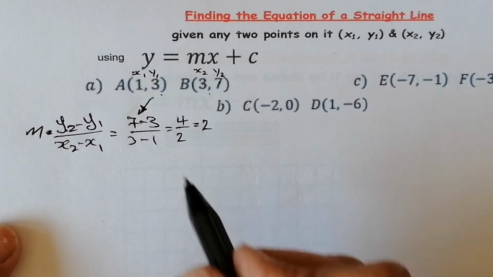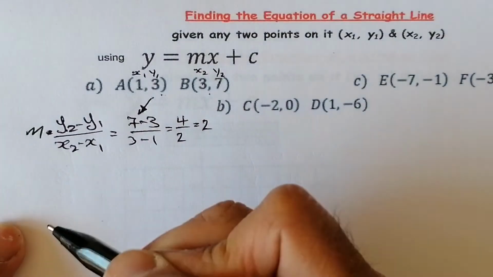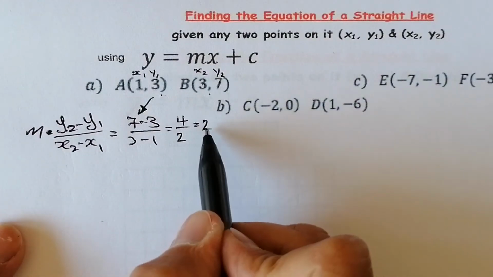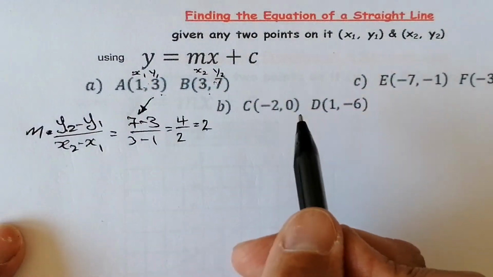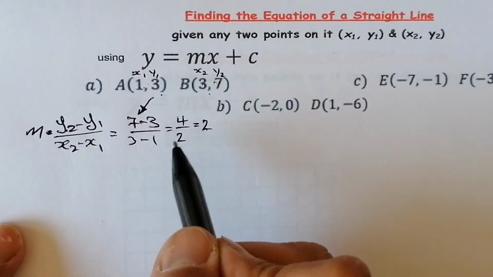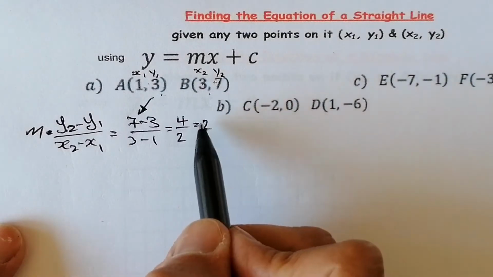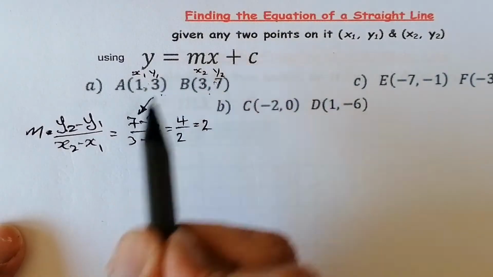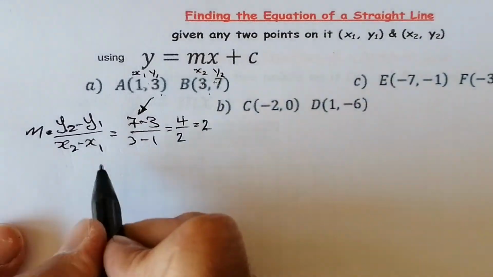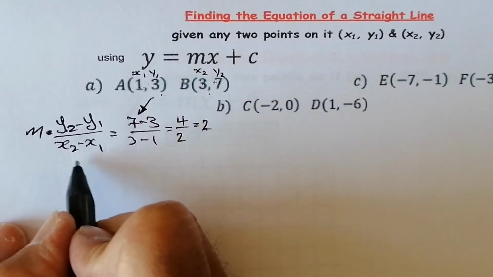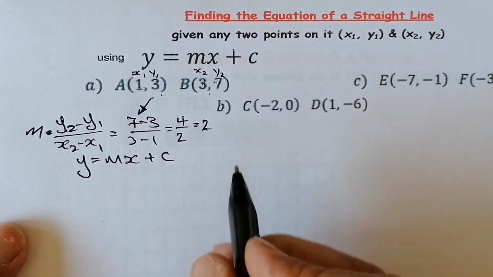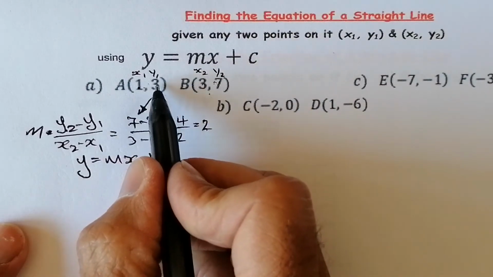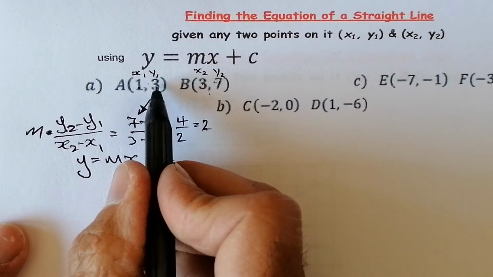Right. So what I'm going to do now is what we did in the previous slide. We're going to use the gradient and one of these points. Now it doesn't matter which point you choose, it'll still work out to be the exact same equation. I'm going to use the one that's the easiest to work with. I think 1 and 3 is going to be the easiest to work with. So I'm going to use y equals mx plus c, and I'm going to substitute 1 and 3 in. So 1 for x and 3 for y.